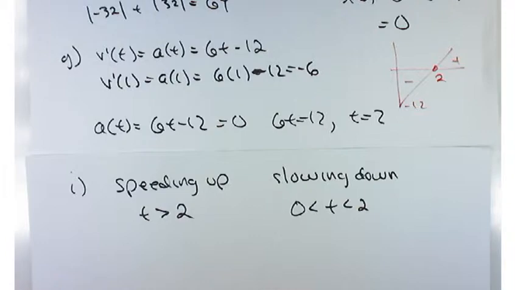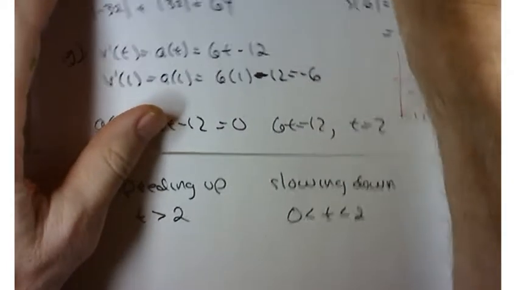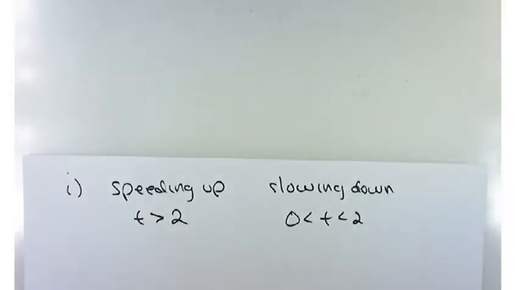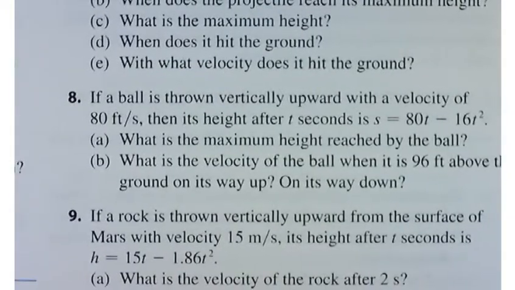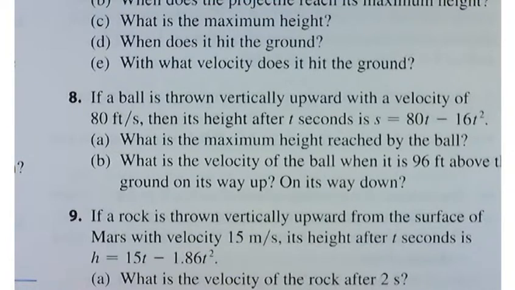Let's move on to problem number 8, a much more doable and sane problem in terms of its length. Let's get out problem number 8 for us. So a ball is thrown upward with a velocity of 80 feet per second. Then its height after t seconds is given by this function. What's the maximum height reached by the ball?